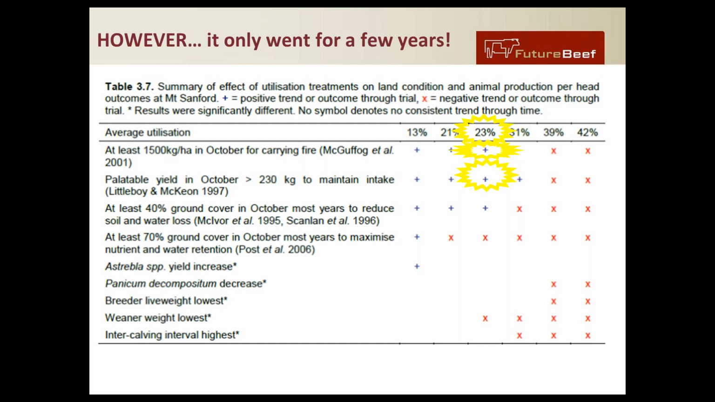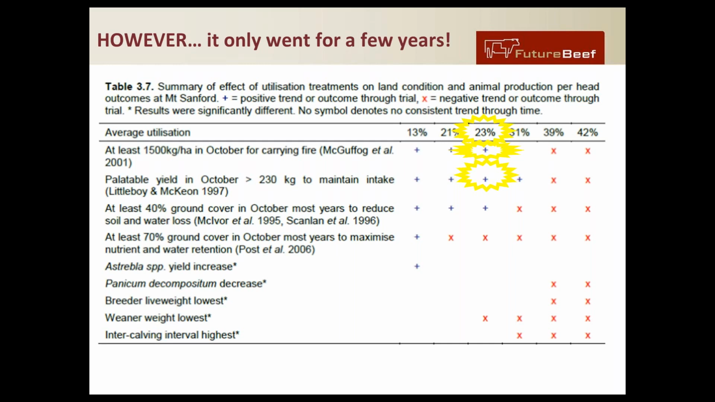keeps our breeders alive and in good nutrition. We're not talking about just any yield here, people. We're talking about palatable yield. We're talking about the yield of our 3P species, our Chrysopogon fallax, which is our ribbon grass, our Astrebla species, which is our Mitchell grasses, our bluegrass species, all these important ones which make up our paddocks, which we depend upon. The 23% utilisation rate allowed that to happen.